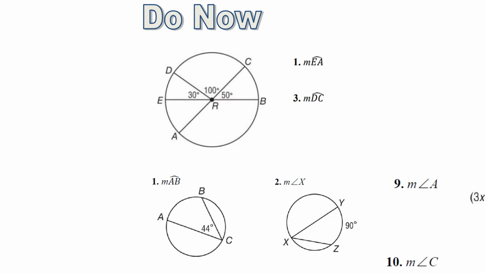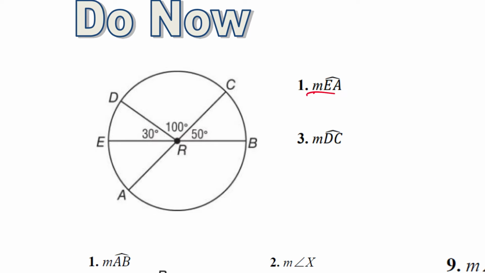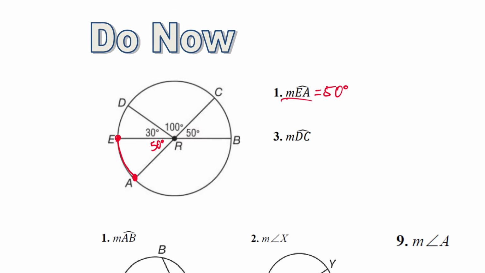Starting up here on this one, I'm looking for the measurement of arc EA. If this angle is 50, how big is this angle? Good. Why? Because they're vertical angles. So if this central angle is 50, how many degrees is this arc? Remember, the central angle and the arc are the same measurement.